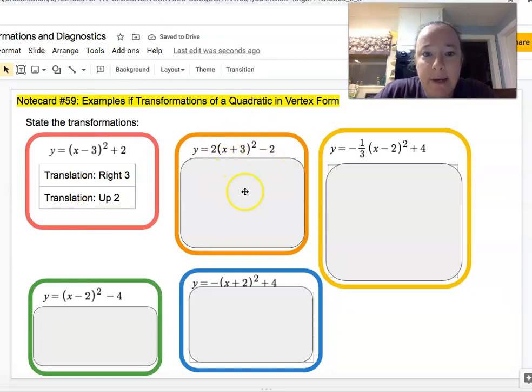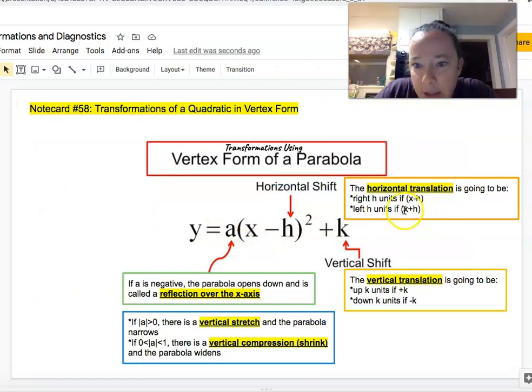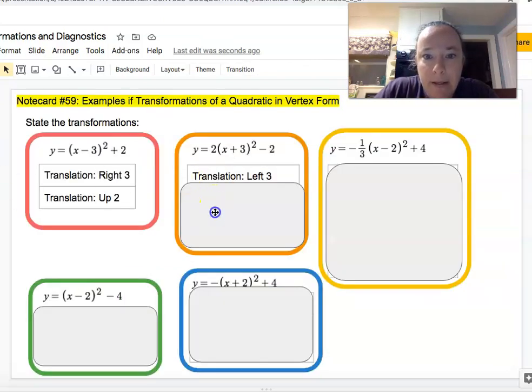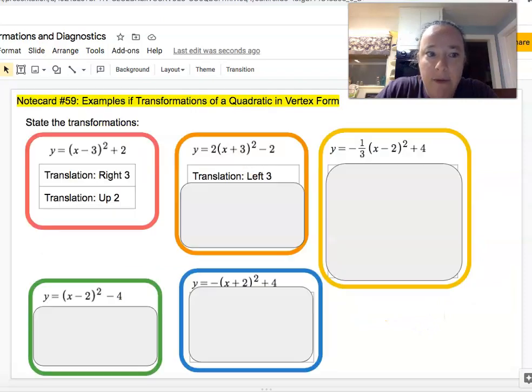Now let's look at this one. Sort of similar, except we have an A value other than 1, and we've changed some signs. So let's see. It's going to go left 3 because it has an x plus 3 inside the parenthesis. So an x plus 3 would mean that you're going to go left 3. What does this mean? It's a minus 2. This says if you have a minus k, it goes down that amount. So we're going to go down 2.